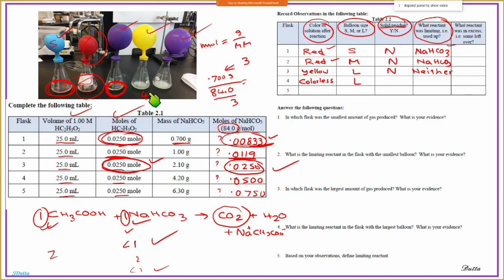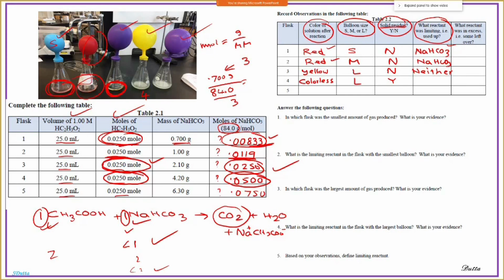Yes. You see that these two have solid left. So, what would be the limiting? I'm going to compare these two. 0.0250, which is constant in every flask. But I have here double the amount of sodium bicarbonate. So if I want to know which one is limiting, the other one needs to be in excess. So I see sodium bicarbonate is in excess.